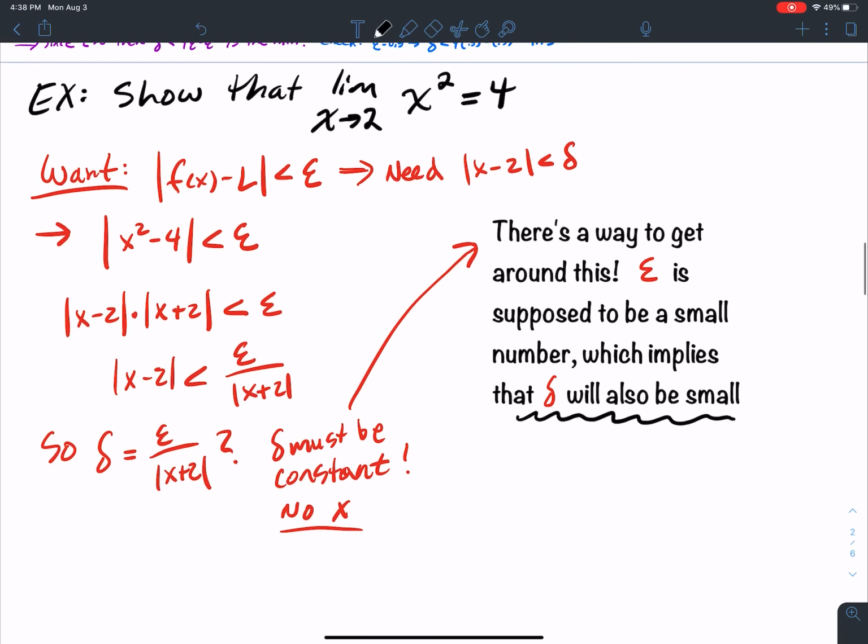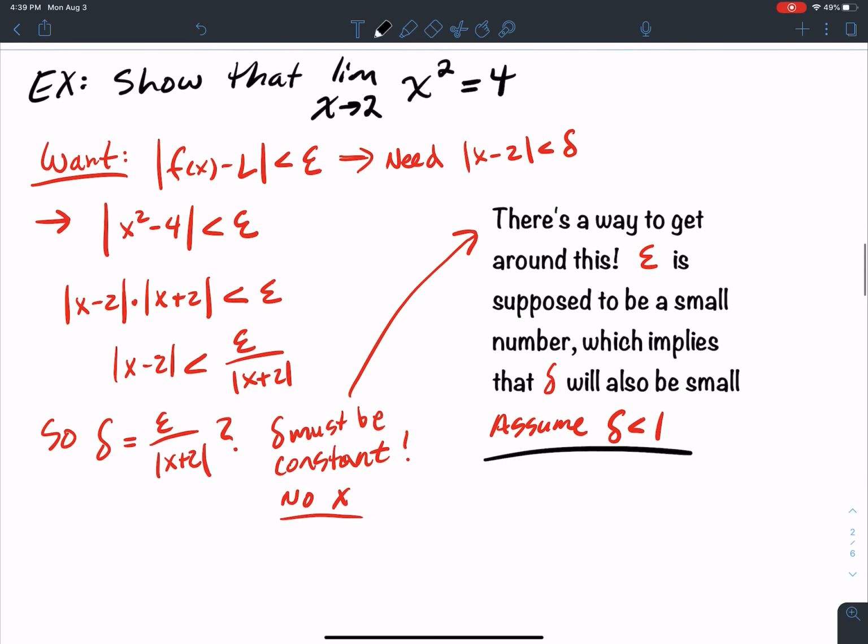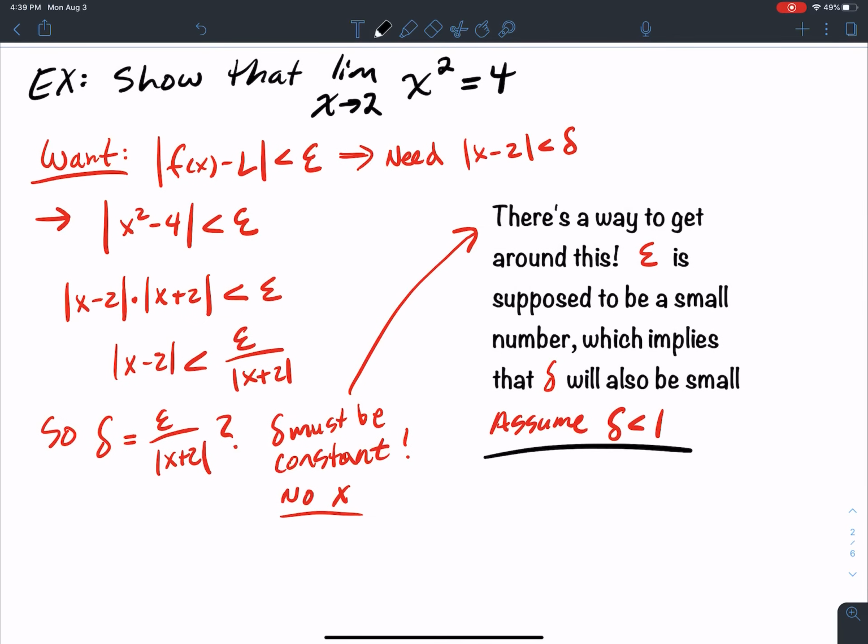So I'm going to do a restriction on delta, and that's going to help me get a delta that is not determined on x, a function of x. And so what do I do? Something small here. I'm going to let delta be less than 1. Okay, so a common thing to do here, let delta be less than 1. So we're restricting delta. So what do we have? What do we need? We need for |x minus 2| to be less than delta.